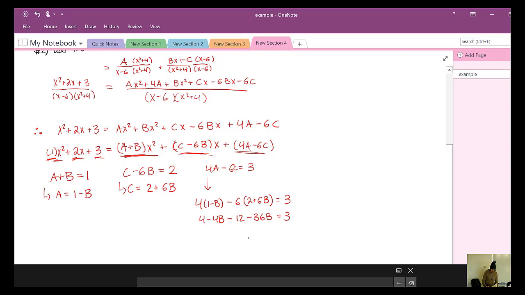Yeah, sorry about the missing C there. Right, so it's 6C. So it's negative 8 minus 40B equals 3. So therefore, negative 40B has to equal 11. Equals negative 11 over 40.